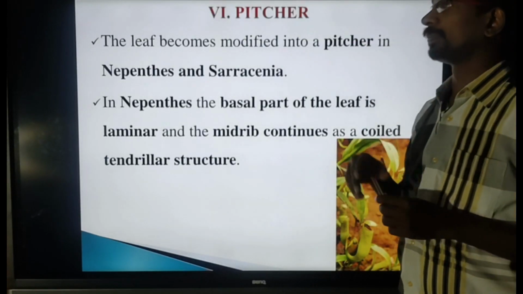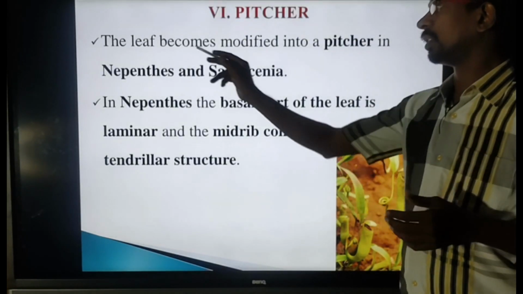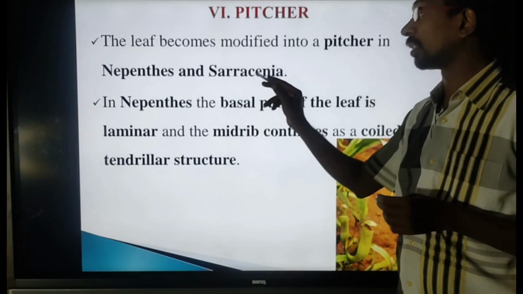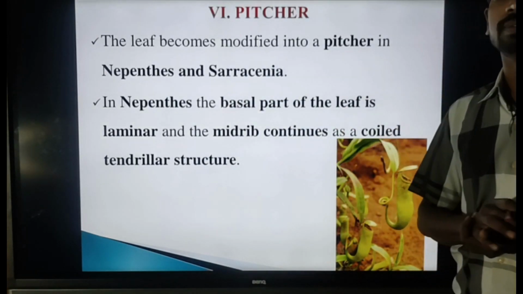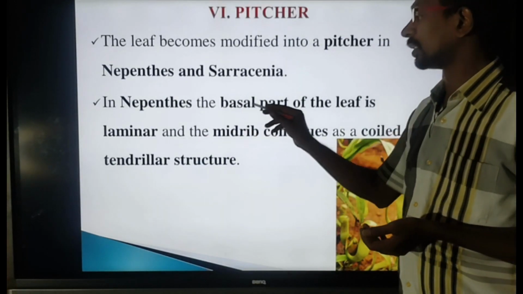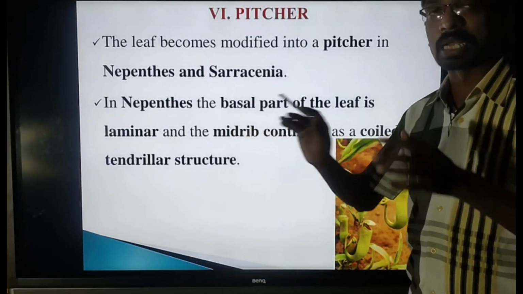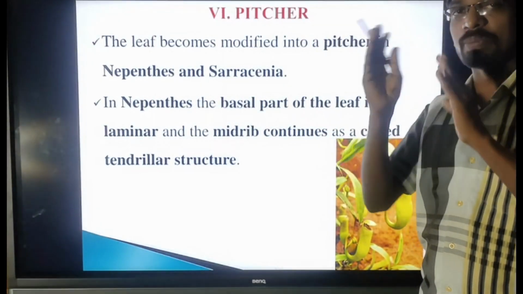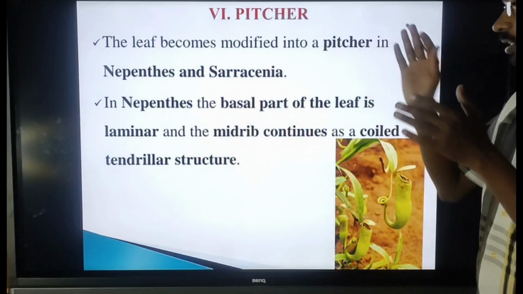Next, pitcher or pot-like structure. Here the leaf becomes modified into a pitcher in Nepenthes and Sarracenia. In Nepenthes, the basal part of the leaf is the lamina, and the tip of the leaf is modified into a pot-like or pitcher-like structure.